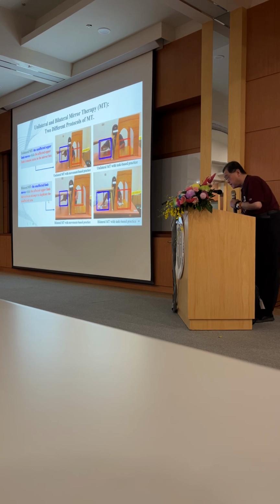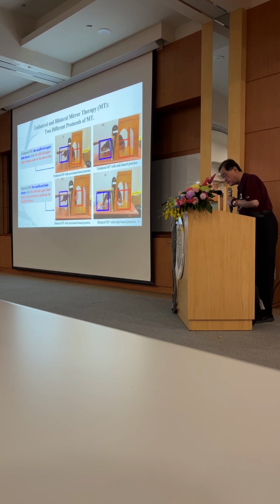Bilateral mirror therapy involves bilateral arm movements. The unaffected arm moves, whereas the affected arm moves in an attempt to duplicate the unaffected arm based on the mirror image observed during practice.